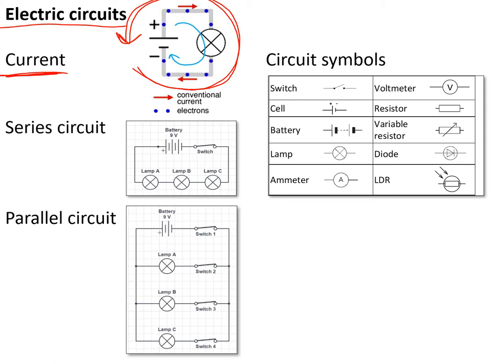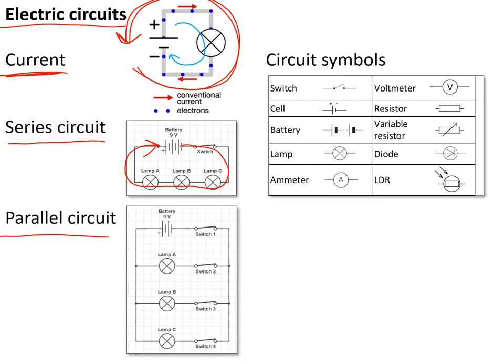Now with circuits, broadly speaking, we talk about series circuits and parallel circuits. Okay, a series circuit is one where there is only one path for the electrons to flow. So in this example here, electrons leave the negative end of the battery, flow through the switch, through lamp C, lamp B, lamp A, and back round to the positive terminal of the battery in one continuous path. There's nowhere else the electrons can go.